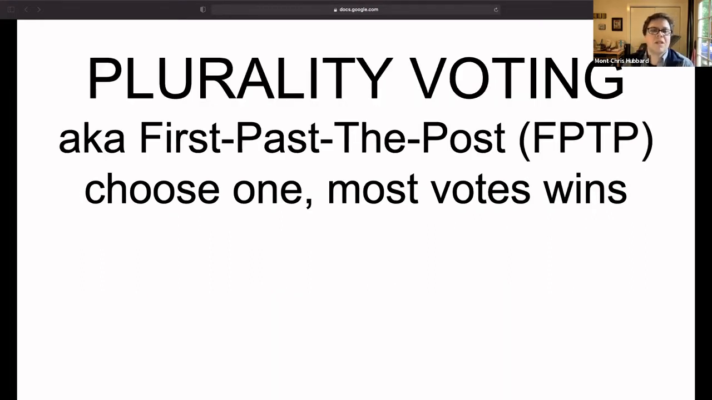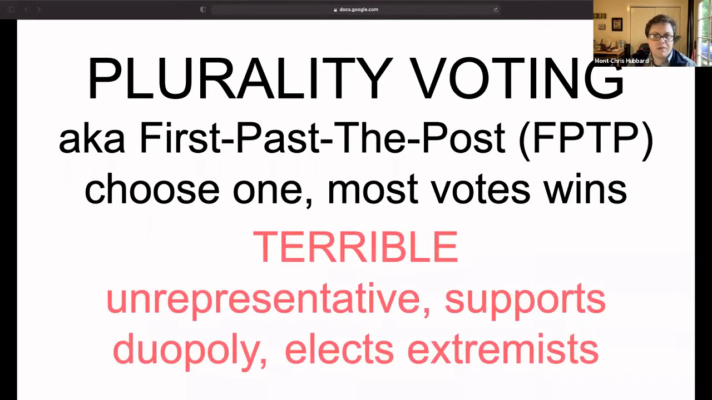Okay, plurality voting. The method used in most elections in this country, AKA first past the post or choose one. You cast one vote for a single candidate, and the candidate with the most votes wins. This method is terrible. It is unrepresentative. Studies have shown that it fails upwards of 25% of the time. That is to say, 1/4 of elections using FPTP elect a candidate that is not the candidate that would make the most voters happy.